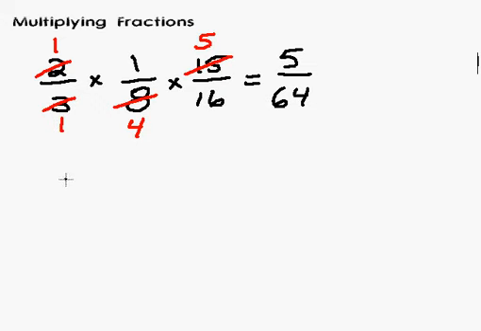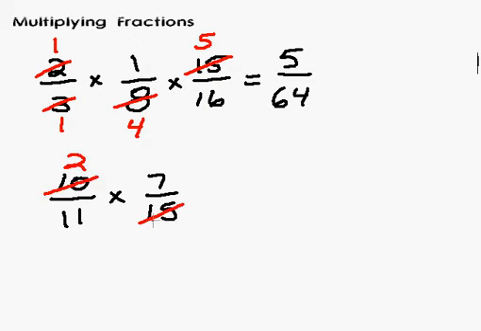Let's do one more example. Let's do 10/11 times 7/15. Alright, so 10 and 7 in the numerator, 11 and 15 in the denominator. 10 and 15, 5 goes into both those. So I'm going to divide the 10 and the 15 by 5. 10 divided by 5 is 2. 15 divided by 5 is 3.